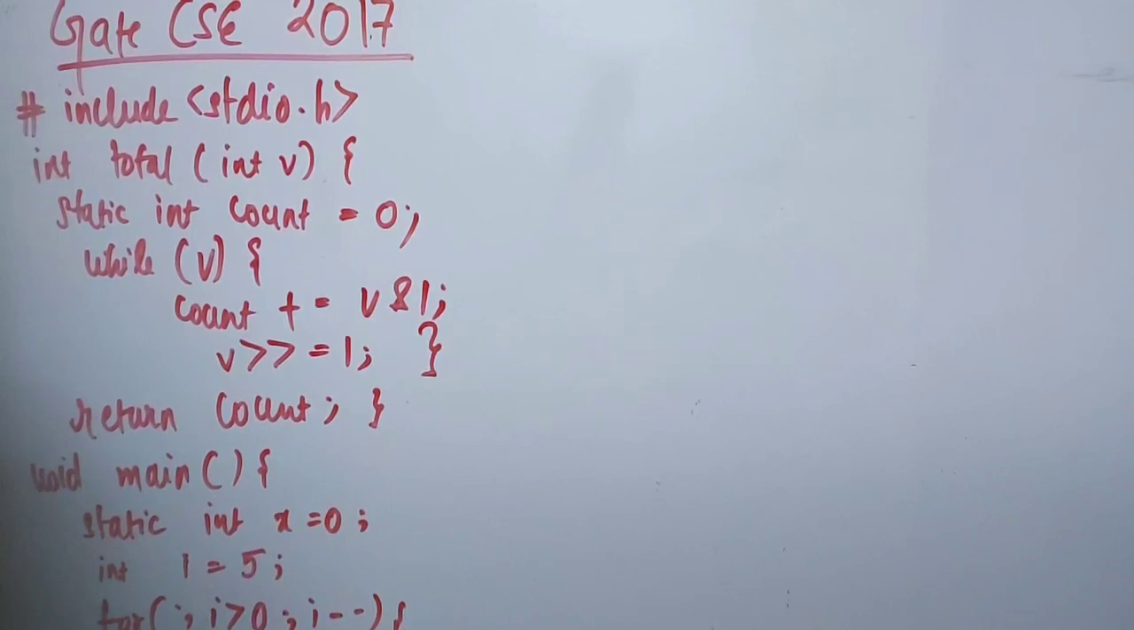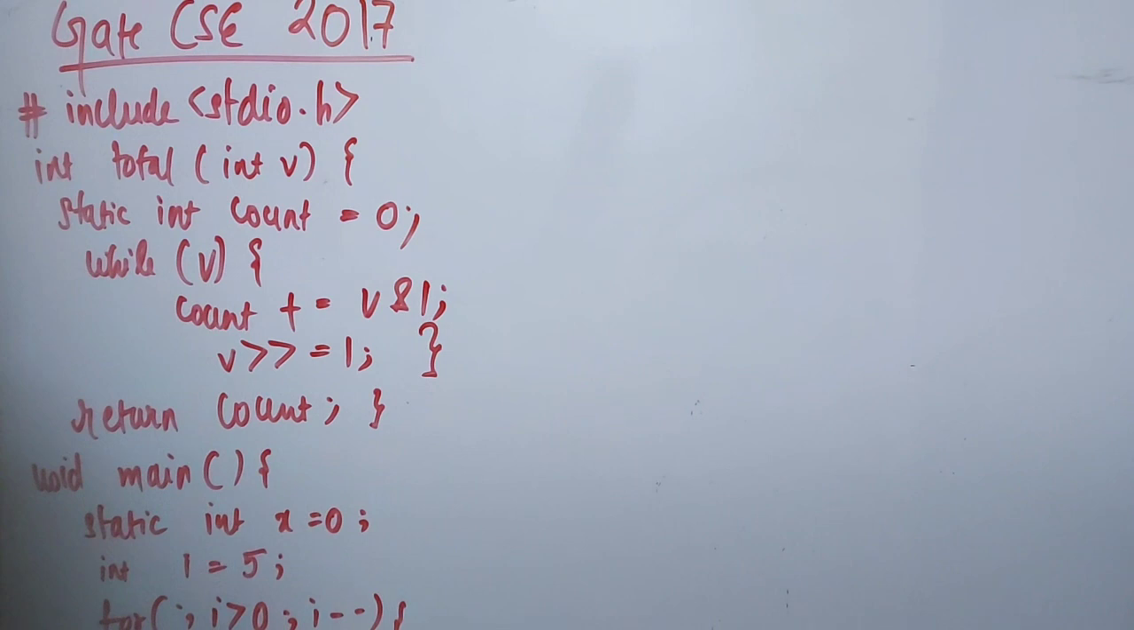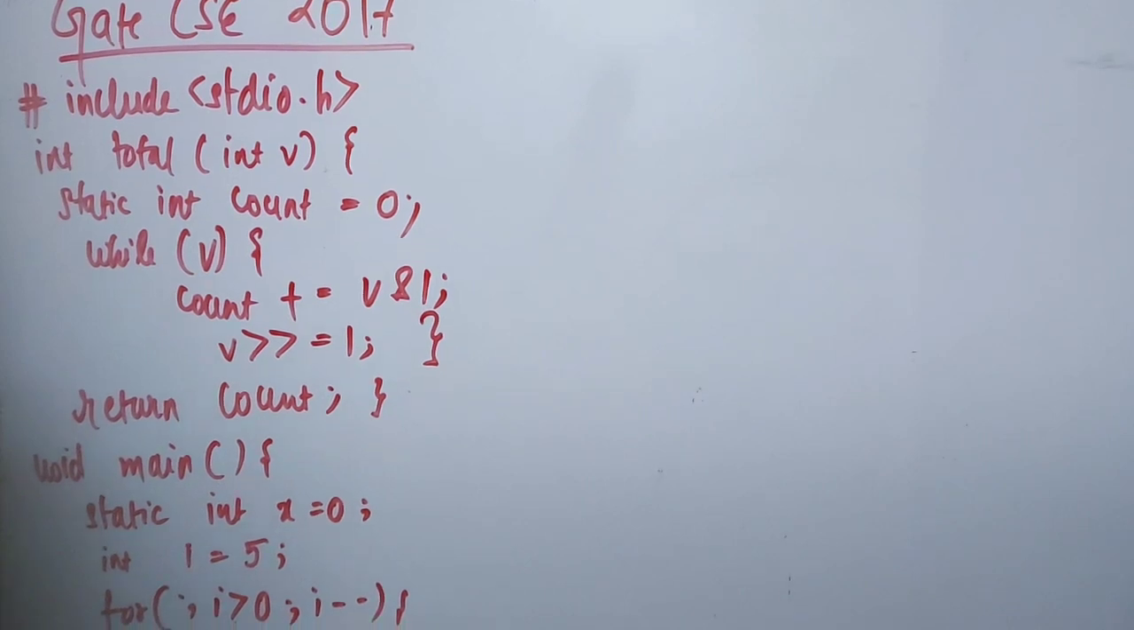Today I will be discussing the GATE CSE 2017 question on the topic of C programming. First, let's read the question. They have given us the program that I have shown you on the whiteboard and they are expecting us to find the output of the program. Okay, so let's start the question.